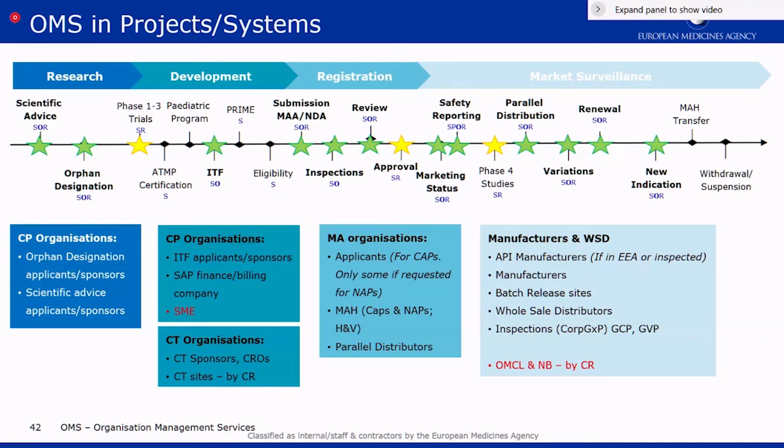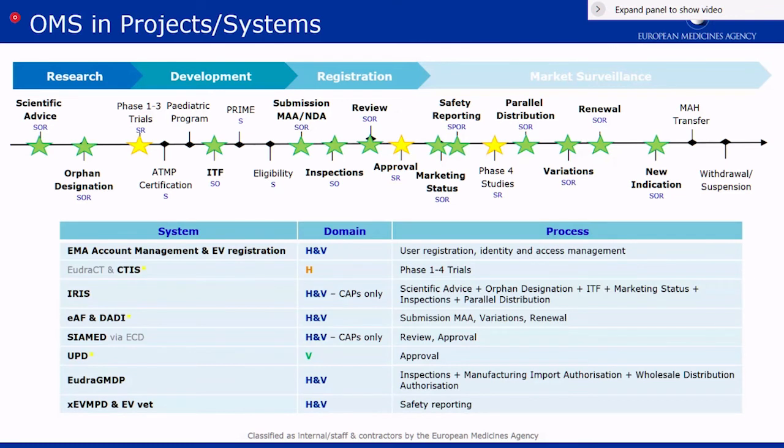Orphan designation was one of the first. For the recent mandate, use for centralized products, and with the integration with the other GMDP, the manufacturers and wholesale distributors are already consuming OMS data. So talking system-wise, we now have multiple EMA systems consuming OMS data, and a few more in the pipeline to come, one of them being DEDI and PMS, that will be consuming OMS data.